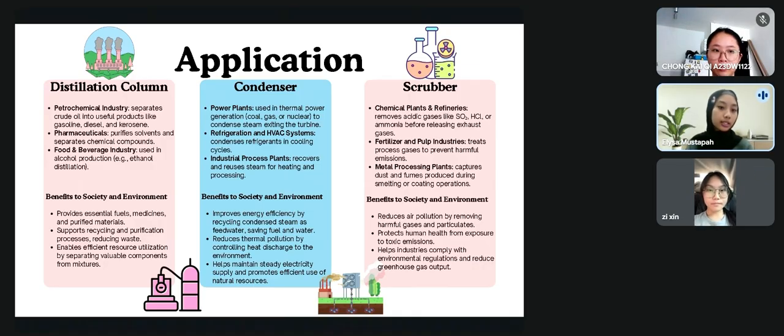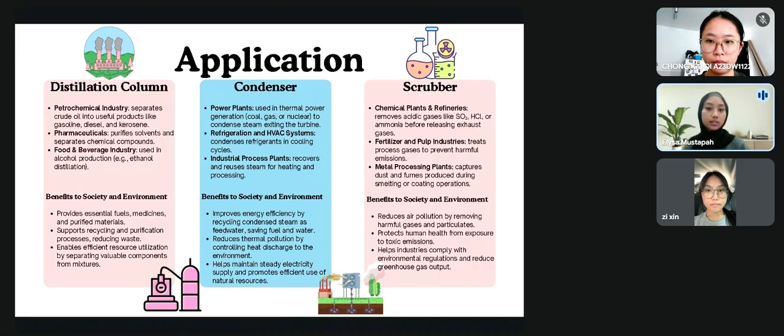And the benefits to society and environment, it provides essential fuels, medicines, and purified materials. It supports recycling and purification processes and reduces waste. And it enables efficient resource utilization by separating valuable components from mixtures.